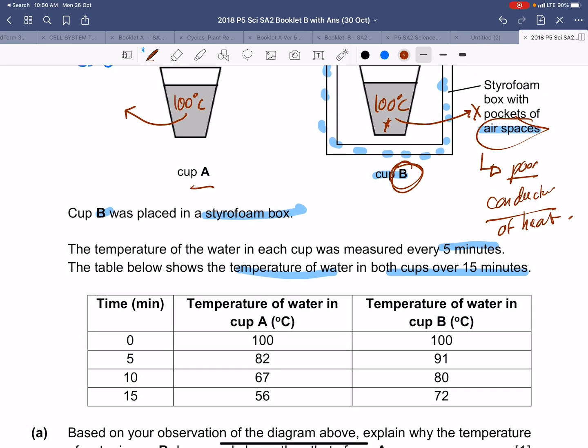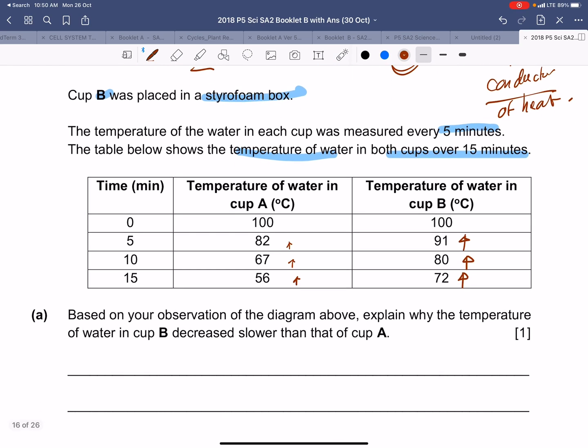Absolutely. So with every 5 minutes, you realize that cup B is always the higher one as compared to cup A. Alright? As you can see, I'm going down and I'm showing you that. Okay? Based on your observation of the diagram above, explain why the temperature in cup B decreased lower than that of A. In fact, they even tell you that it's decreased. So whenever they tell you that it's decreased, there's no point in actually giving, when you say the word decrease there, it doesn't give you any marks at all.